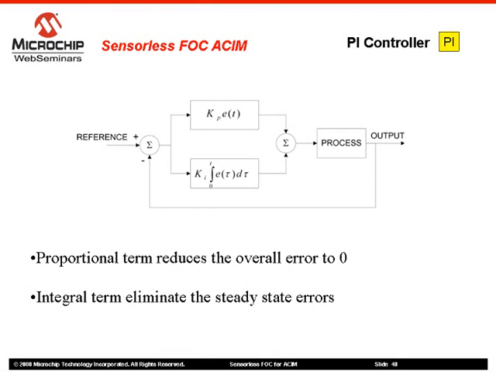The proportional term reduces the overall error to 0, but in most cases of control, a steady-state error will remain, and this error is removed with the integral term.